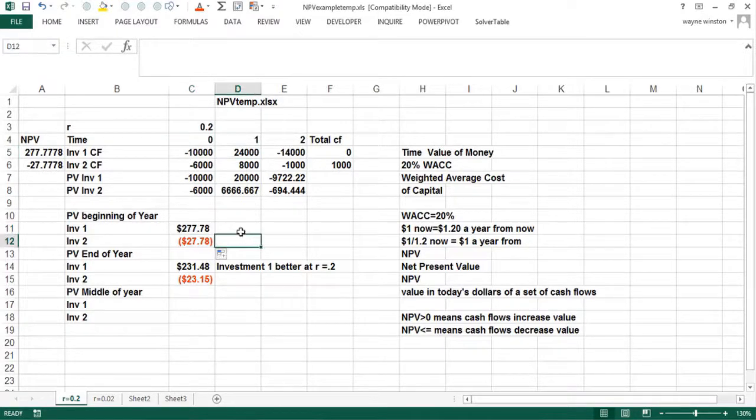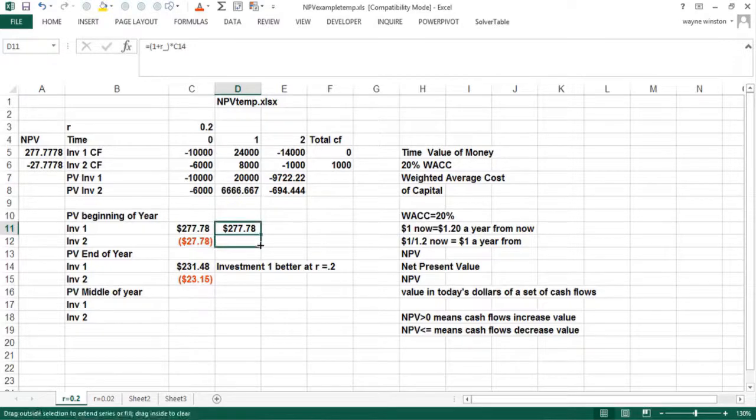Now, to me, an easier way to do this that's more conceptually satisfying to go from end of year to beginning of the year is to say all the cash flows are coming 1 year earlier, so you should just take 1 plus the discount rate times the end of year NPV. And that's the same answer.